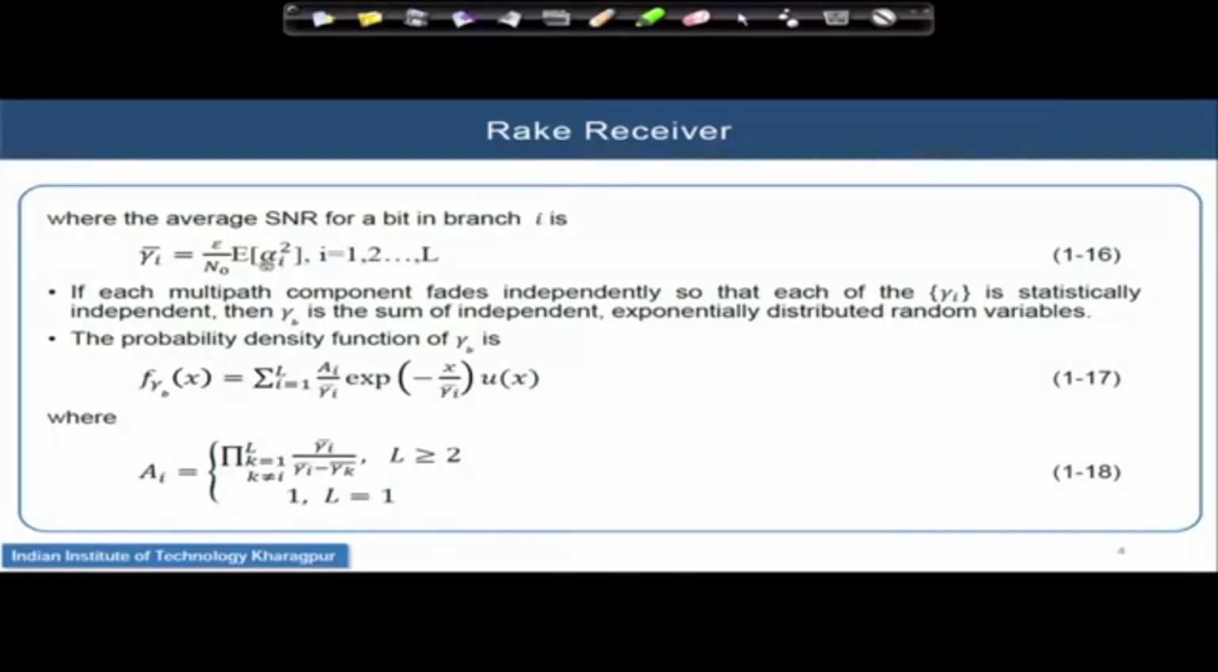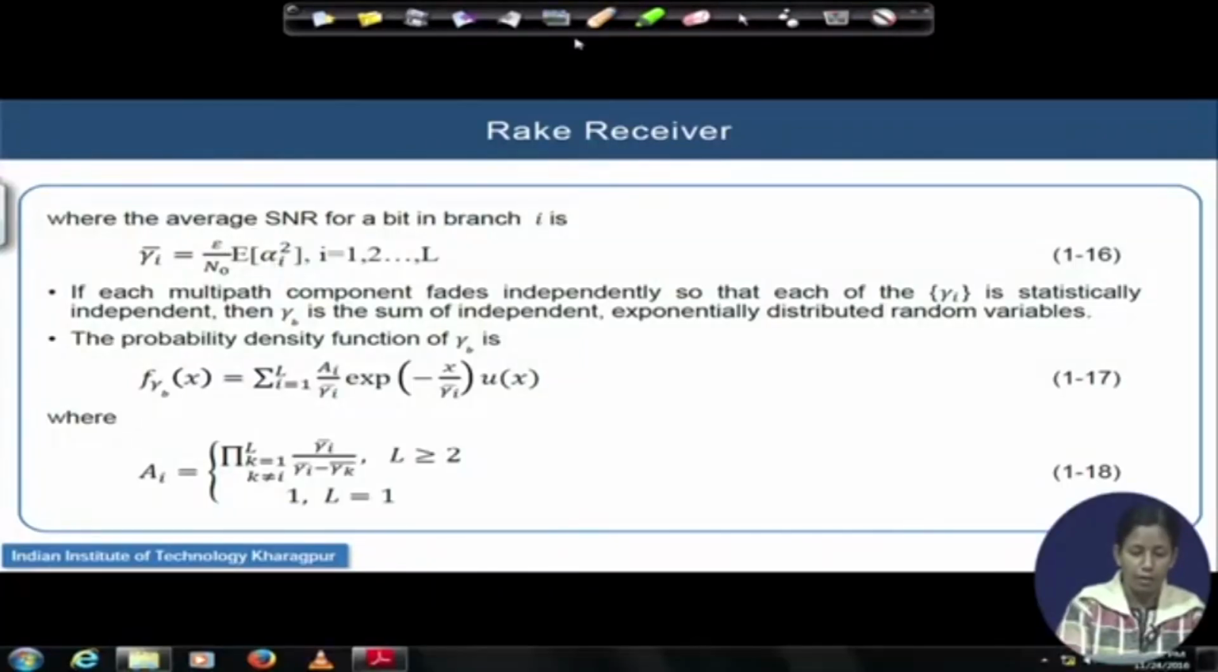This average SNR for a bit in a branch I will be given by this, where the power is calculated. See why this is called average SNR, because we understood that the alpha I values largely vary if the multipath number changes. So, it is the alpha I square, and we are taking the mean value of it, and then you are calculating over the mean channel power, multiplying with the actual signal power to get the equivalent received signal power at the end of that path, at the front end of the receiver.